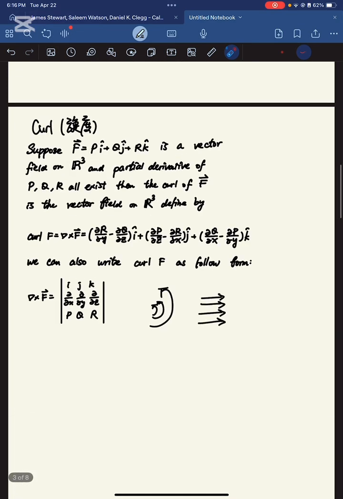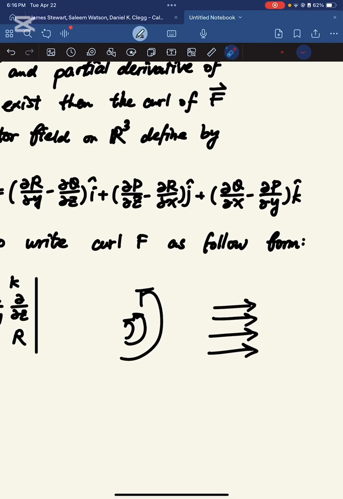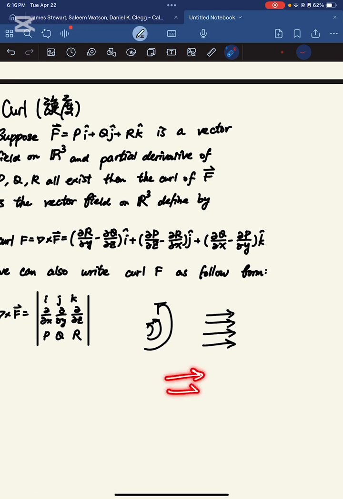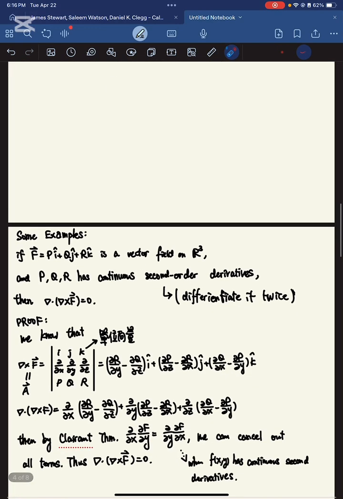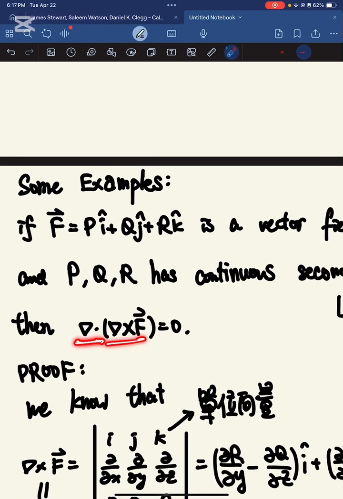The simplest geometric interpretation is: if the vector field is not rotating, if it's like this, we say the value of its curl is equal to 0. And if it is like this, the magnitude of the curl is a positive value. Now we can combine the two and find some identities. Under the same condition, F = Pi + Qj + Rk is a vector field on 3D space, and it has second-order continuous derivatives. Second order means you can differentiate twice, and the result is continuous. Then the divergence of curl F equals 0.